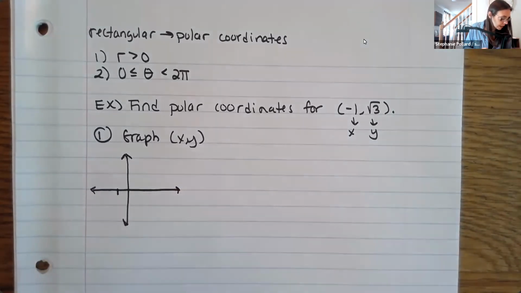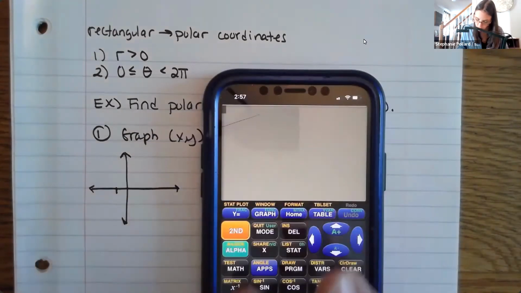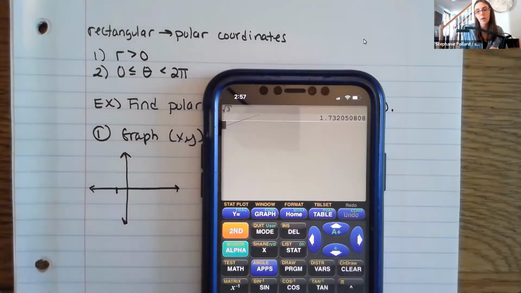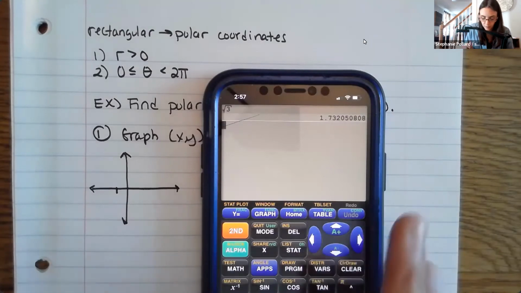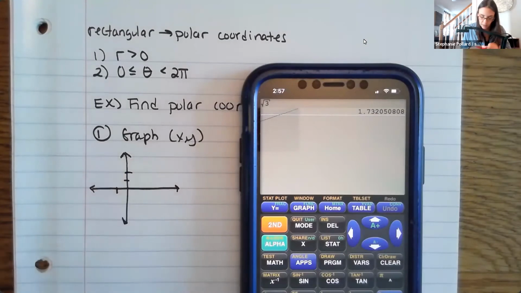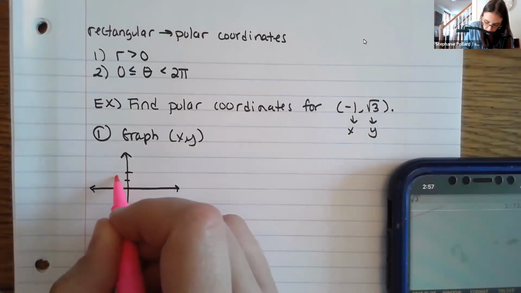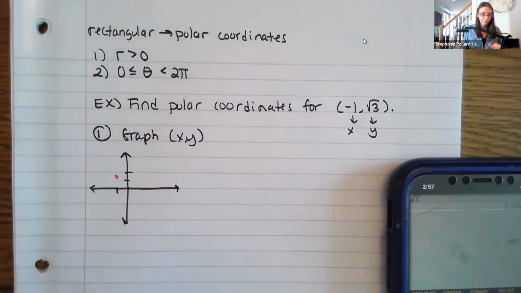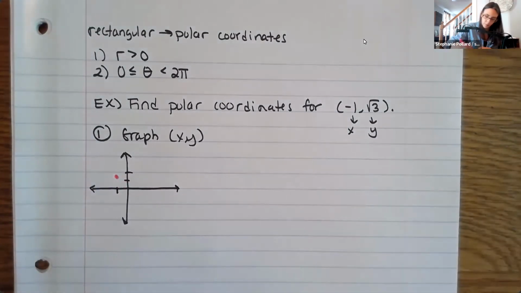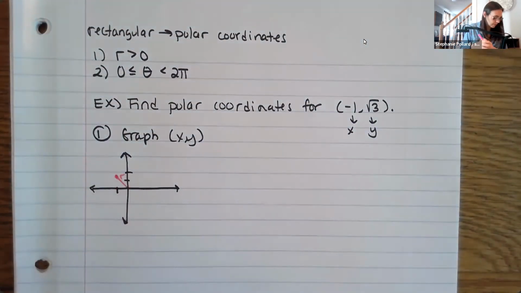Now, √3 is about 1.7, I think. Let me just double check on our calculator here. Yeah, about 1.7. So you can do this as, let's say, 1, 2. So our point is about at -1 and maybe right here. So our point kind of looks like this. So this distance coming out here is your r value.